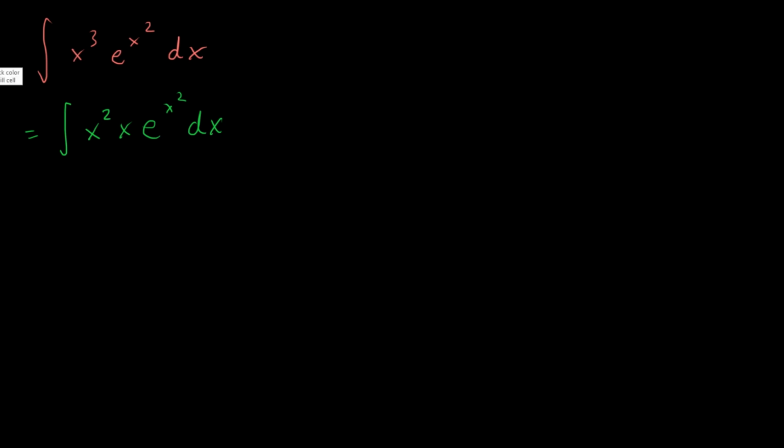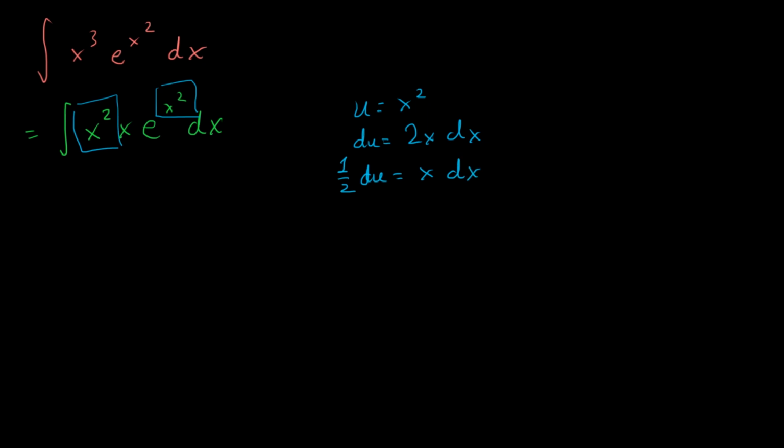So if we were to use u substitution, we would make our u equal the x squared, and then we can see our u would not only show up here, but also here. And then du would be 2x dx, and because we have just an x and not a 2x, we'll take half of that, so half du is equal to x dx. And so now we can rewrite this whole integral in terms of u.